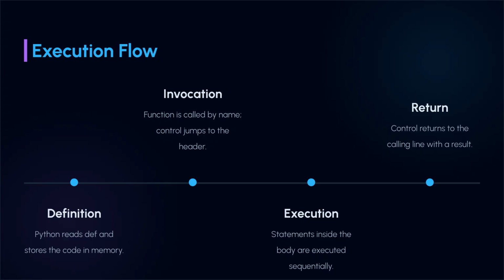Understanding the execution flow is vital. First, the function is defined and stored in memory. Then, it is invoked by name, which jumps control to the header. The function body is executed sequentially, and finally, control returns to the calling line with a result.